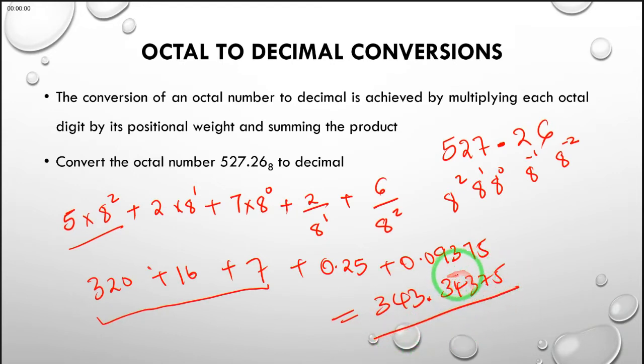Sometimes you're going to be told to give 2 decimal places or 3 decimal places, so you can choose your 3 decimal places from this value. So this is how you do your octal to decimal conversion.